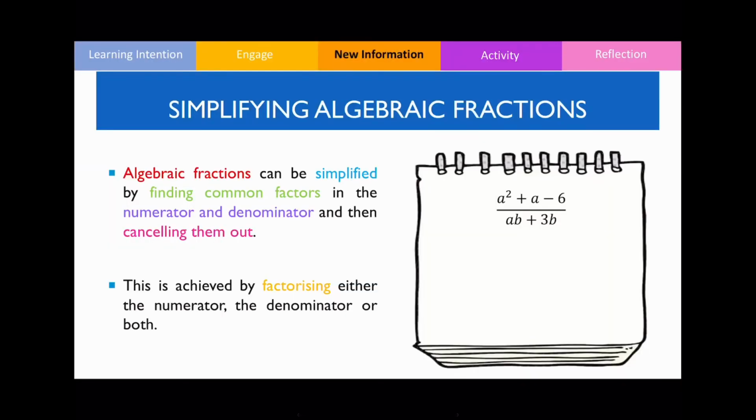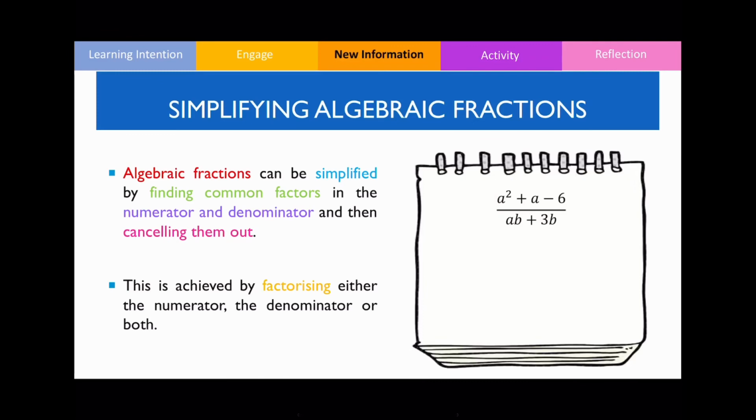So algebraic fractions can be simplified by finding common factors in the numerator and denominator and then cancelling them out. And this is achieved by factorizing either your numerator, the denominator, or both. So I've got an example on the right-hand side, and what we're going to do is factorize it so that we can actually simplify it.